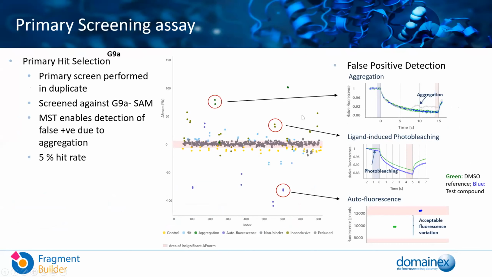Here's the primary hit data, and this is just an example of how the hits come out of the Monolith system, the MST system. It also highlights another advantage that we find from the system: because of the way it runs, you get false positive detection occurring straight away. On the top right-hand side, you can see an example of protein aggregation due to the compound. Below, you've got ligand-induced photobleaching and then autofluorescence. This means that when you get data out of the Monolith, you can focus on the good quality hits and discount some of the compounds that are coming out from the noise.